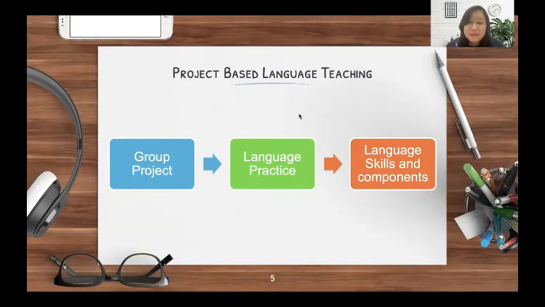Students use their reading skill to read and analyze the materials related to the problem that can promote their critical thinking. And students use their communicative skills such as listening and speaking in discussing to solve the problems and creating the project.